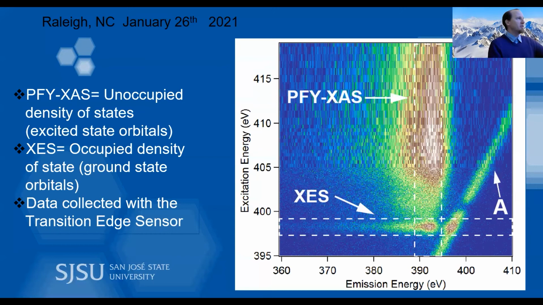If you were to integrate along the y-axis, you can extract out your partial fluorescence yield XAS. Basically, the electronic structure in the excited state, similar to the diagram that I showed you. And then if you were to integrate from left to right along the emission energy at a single excitation energy, you're able to extract the XES, the X-ray emission spectroscopy, or the occupied density of states in the ground state. This data was collected on beamline 10-1 with the transition edge sensor, which is a state-of-the-art X-ray detector.